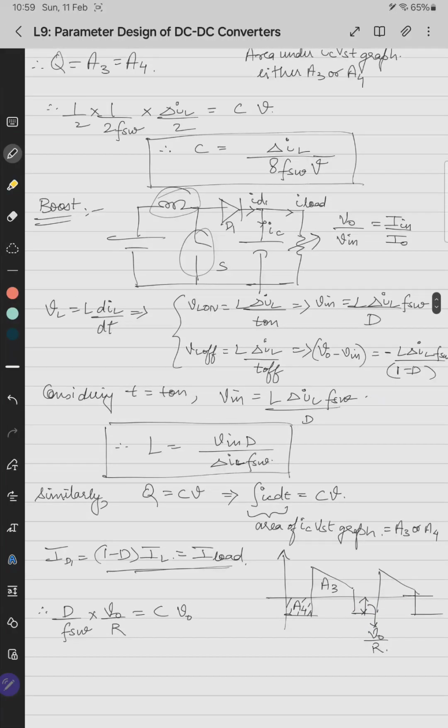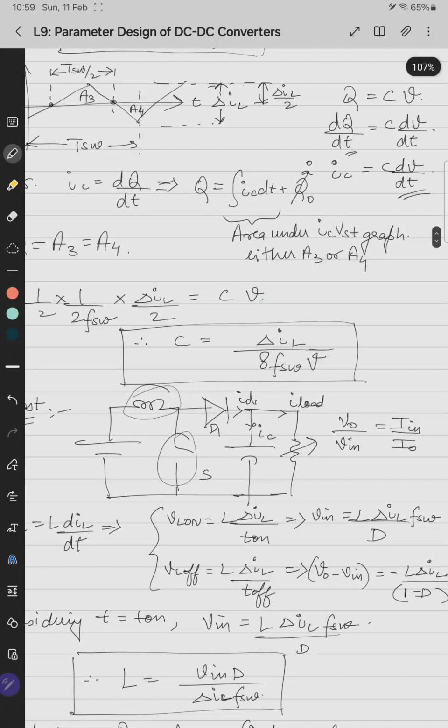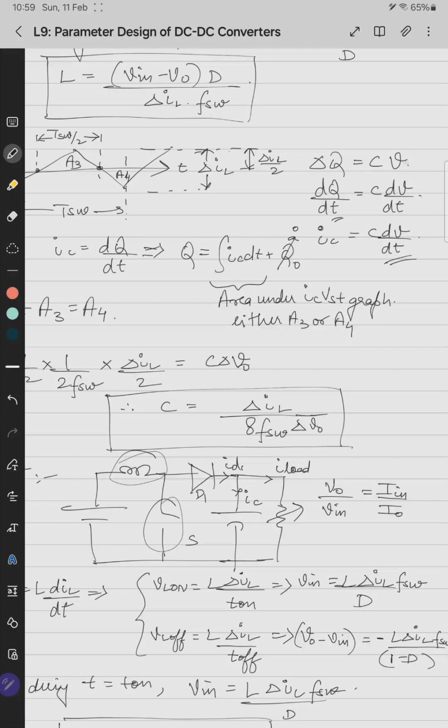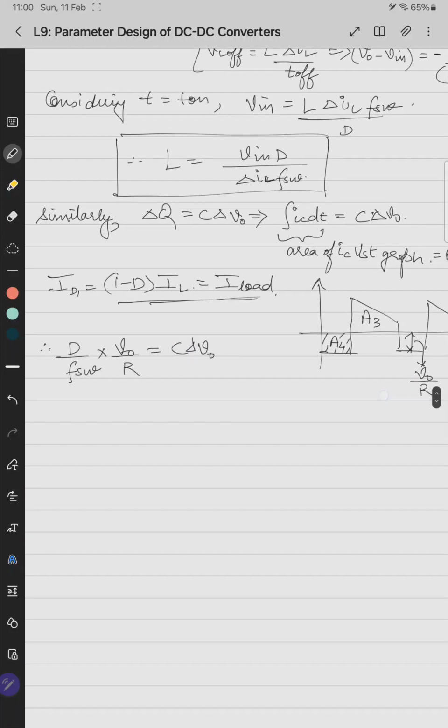Actually, what I forgot to write here is delta V naught. This should be delta V naught, because delta Q is C into delta V, and the integral of delta Q is the area. So similarly here delta Q equals C into delta V, that is C into delta V naught. So it will be delta V naught.